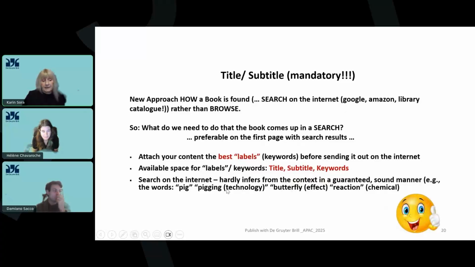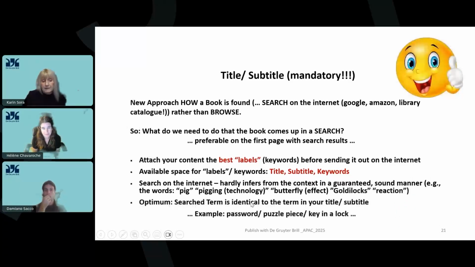The search on the internet hardly infers from the context. So it's not guaranteed that if you call your book, for your content, for instance, Reaction, this is connected to a chemical reaction. Or if you call it Butterfly, this is connected to the butterfly effect. Or if you call it Pigging, you should also add technology. So, as said, as precise as possible.